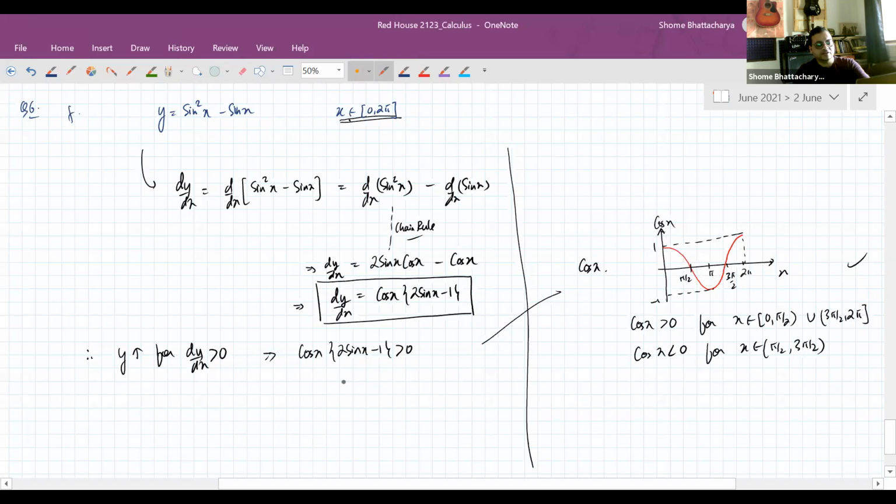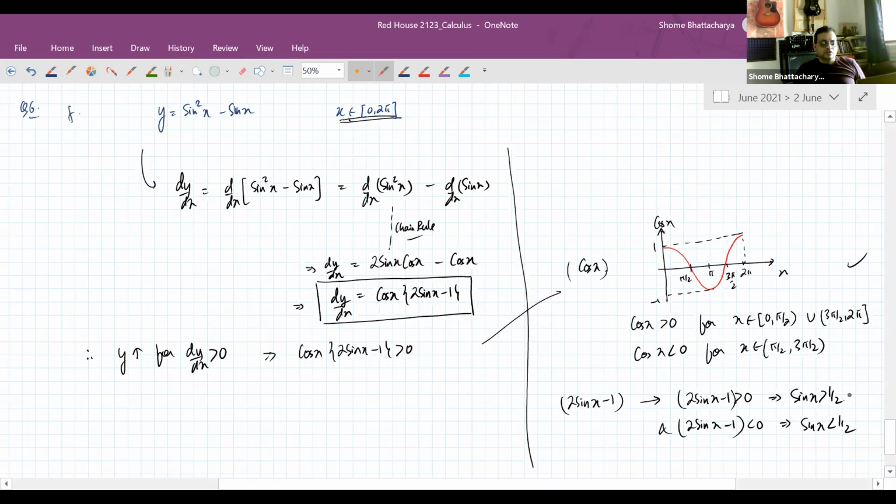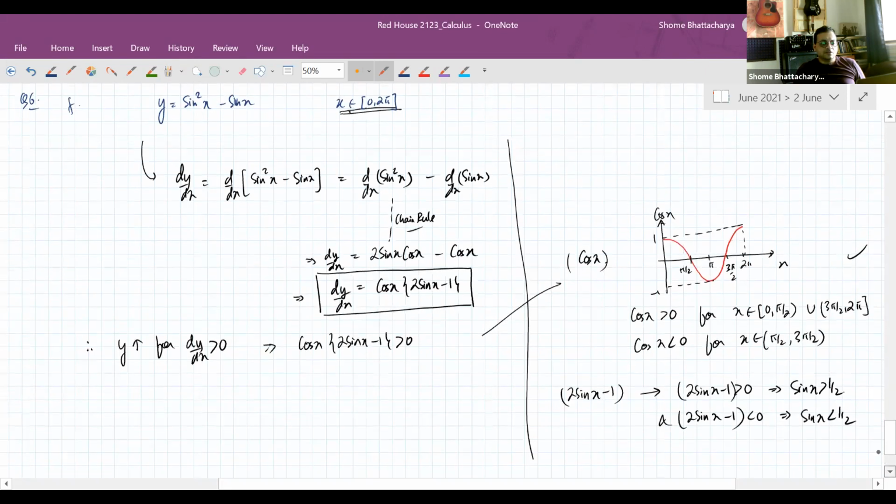Now the second factor that we have is 2 sin x minus 1. So we can see that 2 sin x minus 1 is greater than 0, means that sin x should be greater than half. And 2 sin x minus 1 is less than 0, means that sin x should be less than half. When this happens and when this happens, we'll understand from the graph of sin x now.